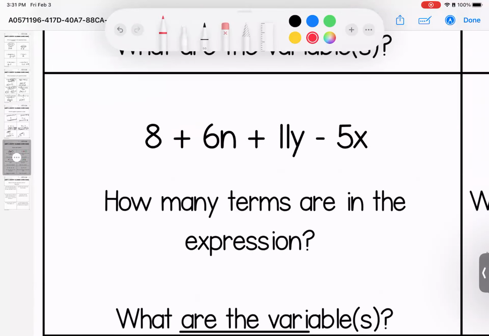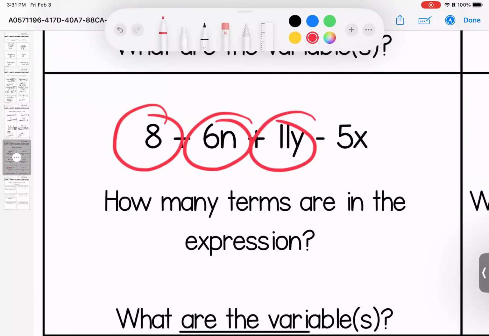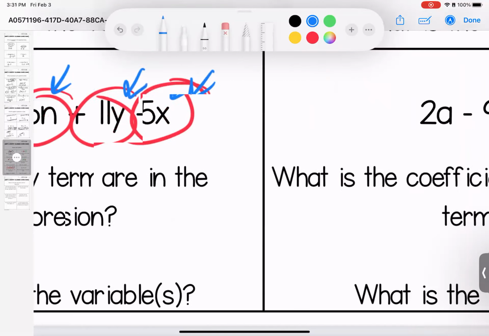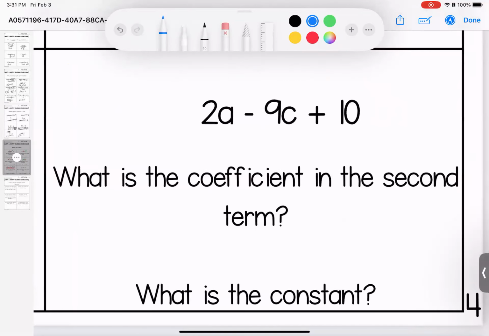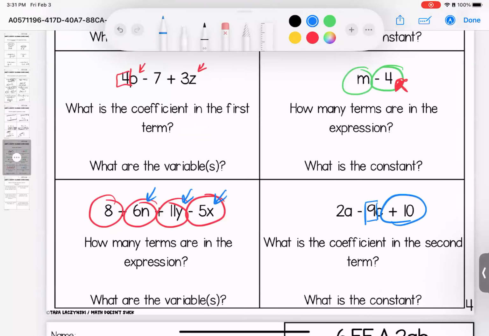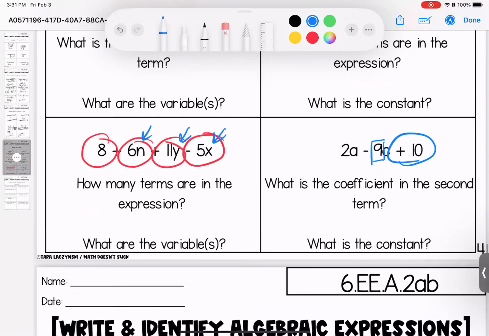How many terms are in the expression? There's 4. 1, 2, 3, and 4. What are the variables? The variables are N, Y, and Z. What is the coefficient in the second term? The coefficient is the 9. What is the constant? The constant is plus 10. Any questions on these? Bring them with you to class.